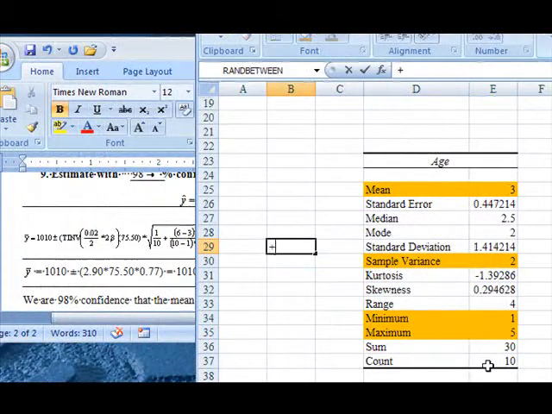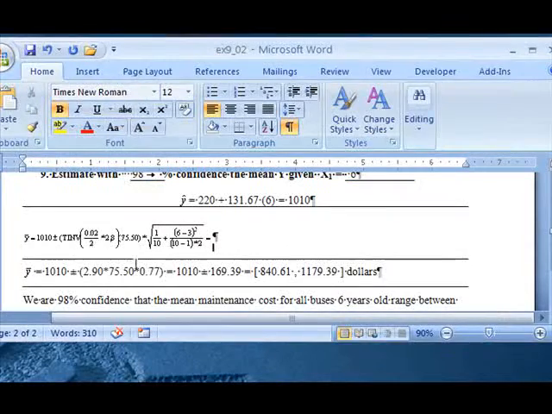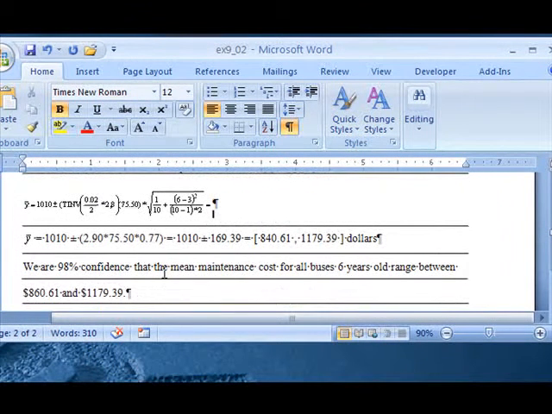Let me just make sure I do it right. Verification of this, t inverse of alpha, comma, 8, is 2.90. And then we are 98% confident that the mean maintenance cost of all buses 6 years old ranges between $840.61 and $1,179.39.